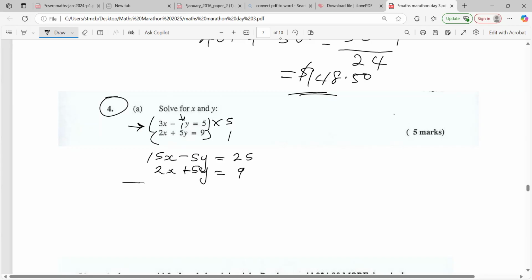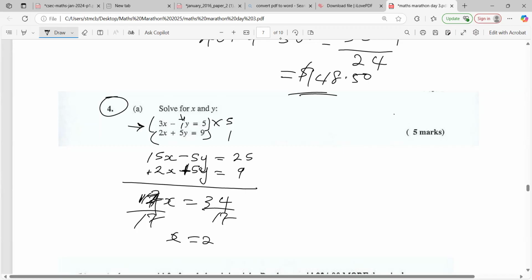Now I can add the equations because one is negative y and one is positive y. If I add, y will automatically be 0. So this will give me 17x. 15 plus 2 is 17, and 25 plus 9 is 34. Right away I found x, just by dividing both sides by 17. And of course, x is equal to 2.